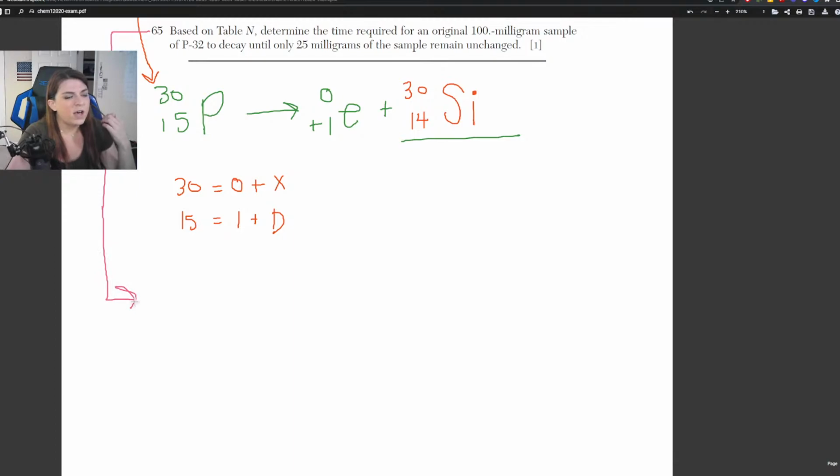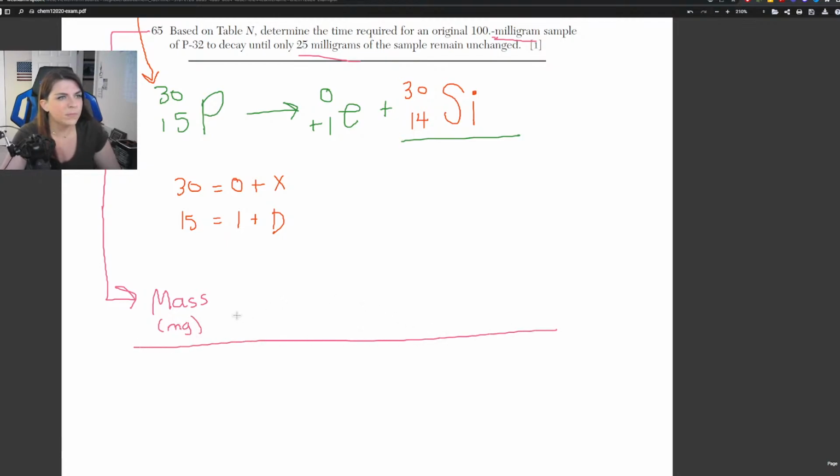So question 65 is asking to determine the time required for an original 100 milligram sample to decay to only 25 milligrams. So what I do across the top is either the fraction, the percent, or the mass. In this case, we're doing mass in milligrams. And then across the bottom, I always do time.